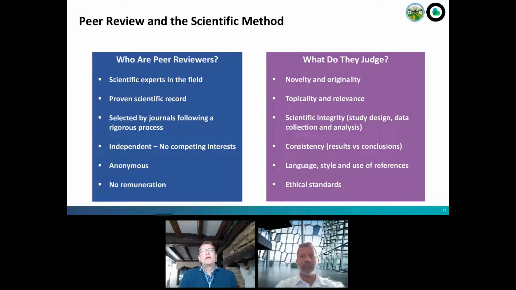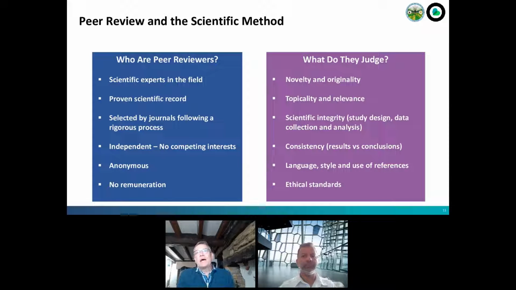Peer reviewers, who are they? As I mentioned, they're experts in the field, but they've got to have a very credible, established scientific history. They're selected by the journals I mentioned, but a couple of things there. They shouldn't have competing interests. Of course, they have to declare those. If they do, they don't get paid. So there's no financial incentive here. And that's really a hallmark of the peer review system, is that these are all volunteers. They're not named, so the authors don't know who the reviewers are, and they can't contact them directly outside the channels of the journal.